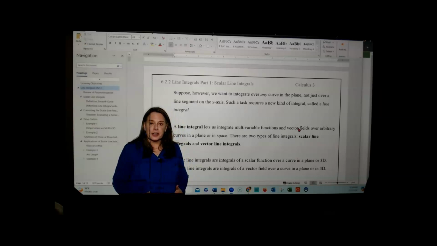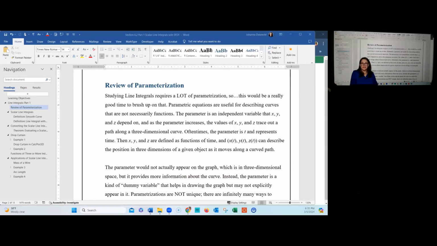Let me share my screen and we'll get started on what a scalar line integral is. In video 2 over this section, we'll cover what a vector line integral is. Calculating line integrals requires a lot of parameterization. That makes it a good idea to go ahead and review how to parameterize a curve.